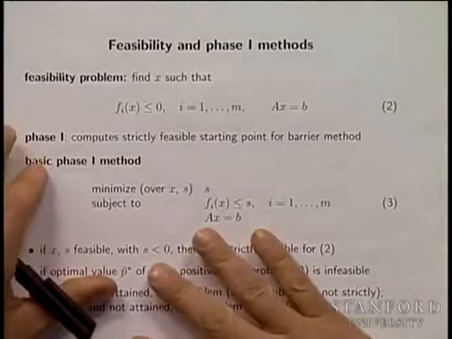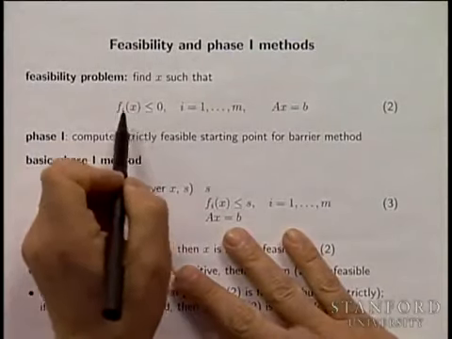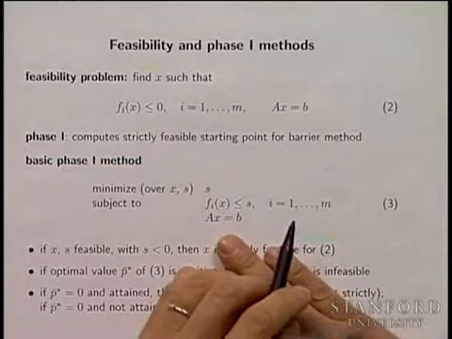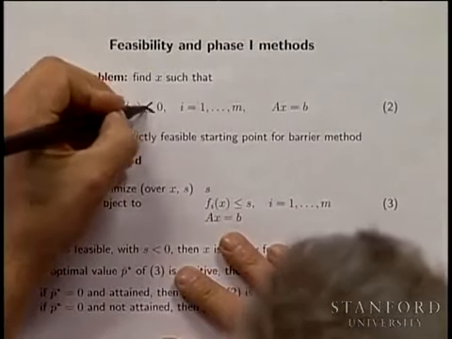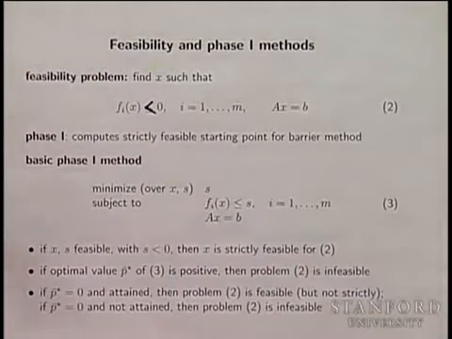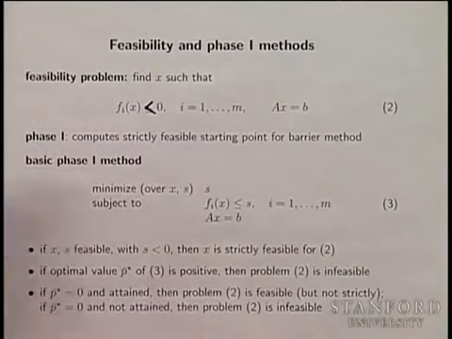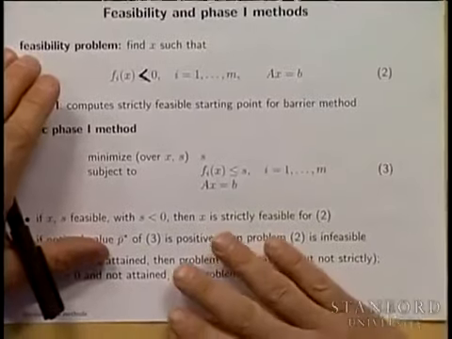Okay. Let's talk about feasibility and phase 1 methods. In fact, you'll have to do this. The feasibility problem is you want to find an x for which fi of x is less than 0. The truth is you really want to find something like that if you want to initialize a simple interior point method like the one we have. So this is what you want. There are lots of ways to do this. They're actually all kind of cool.